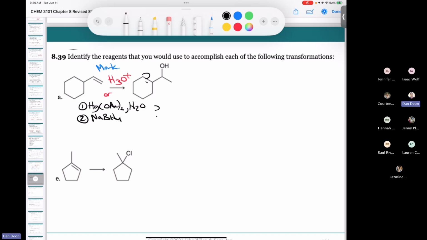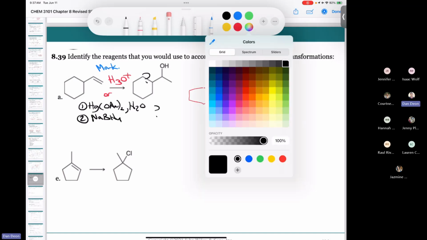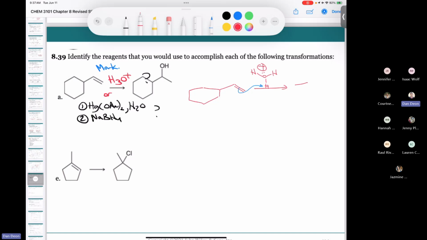Thanks, Raul. Absolutely, you totally would. So what Raul is saying is this. Let me use my red pen. He says, you take this alkene, you treat it with H3O plus, the hydronium ion. It's going to do a Markovnikov addition like this, and you're going to end up with this carbocation like this, right?